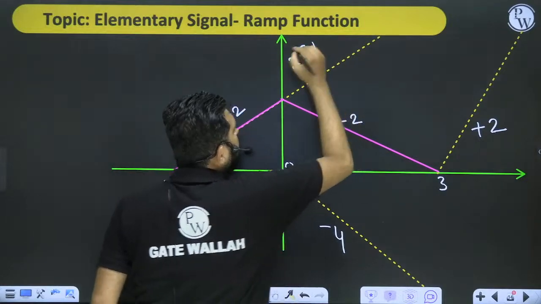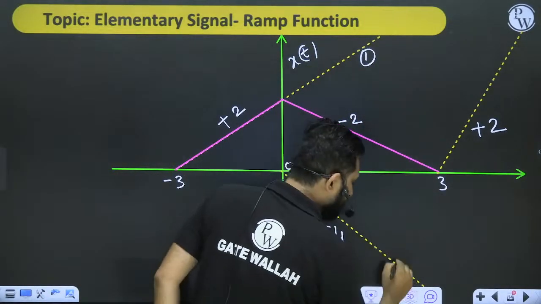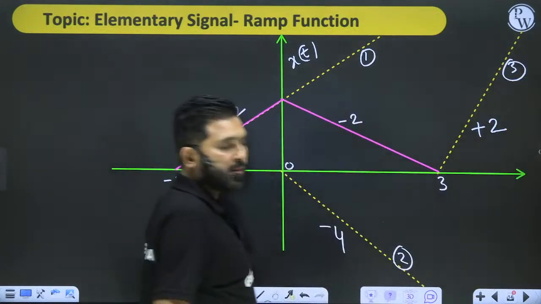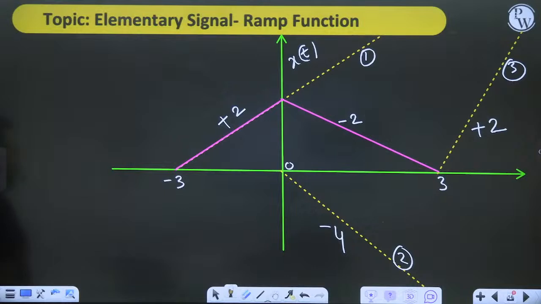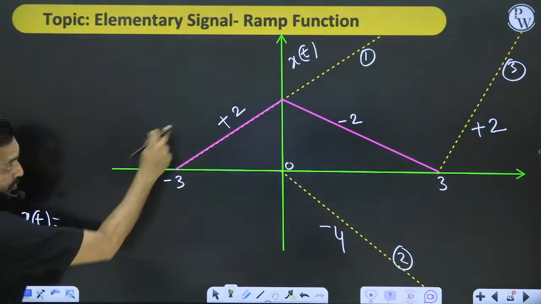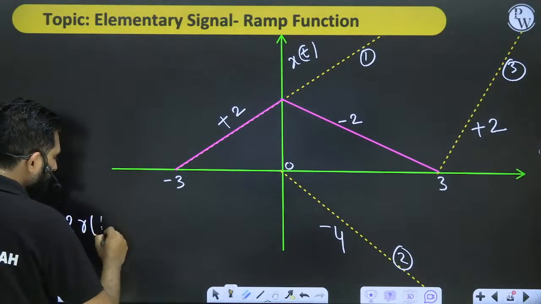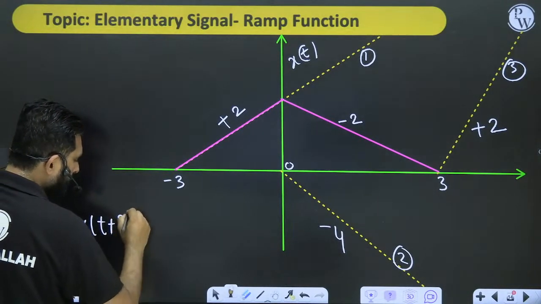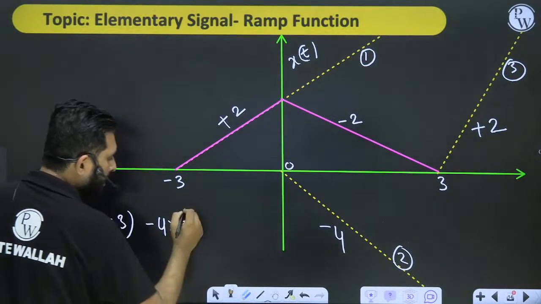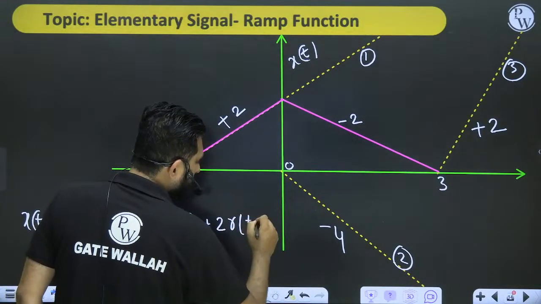Then I will write this x(t) as, see, I have 3 basic ramp functions. One is this one, another one is this one, another one is this one, with finite slope. So what will I write? I will write this x(t) as, let's start now, 2r(t+3) minus 4r(t) and plus 2r(t-3).